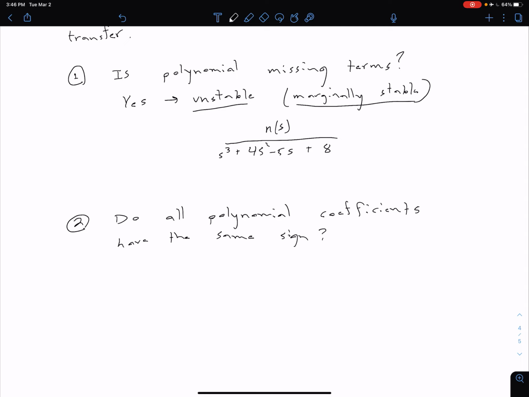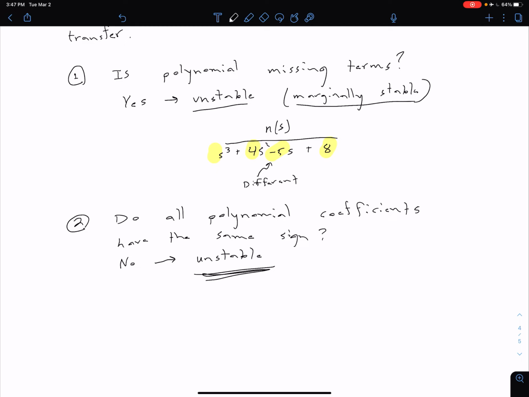Again, if the answer to this is no, then our system is going to be unstable. For this case, we have coefficients of 1, 4, -5, and 8. So we have this -5 here, which has a different sign. Because of that, we would say that our system is right away unstable. So without even having to go into the detailed method that we're going to look at later, we could pretty easily tell if a system is unstable.